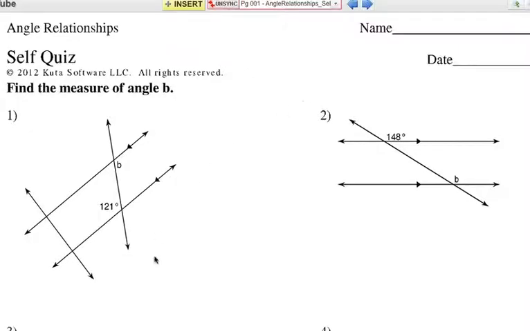Alright, you're going to try numbers 1 and 2 right now. You're going to find the measure of angle B, and not only telling me what angle B is, but why. What is the label for that pair of angles shown? Go ahead.